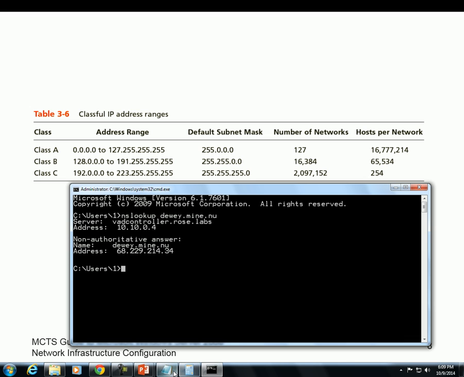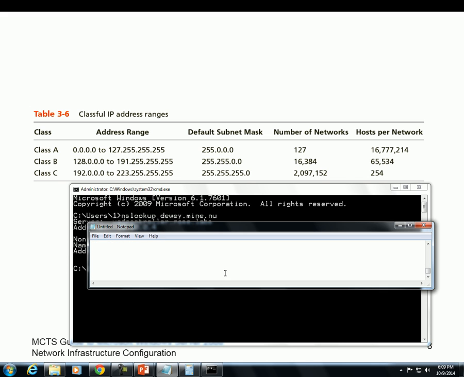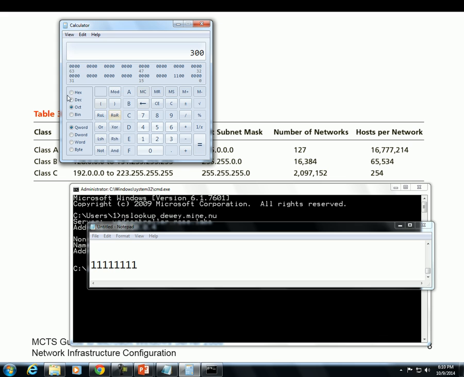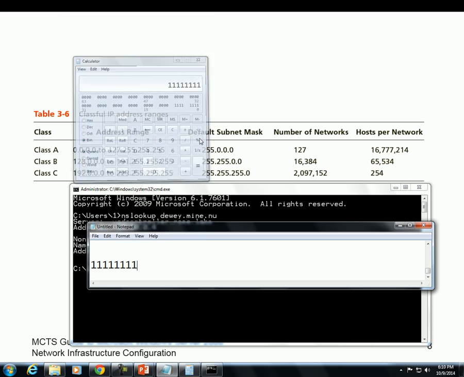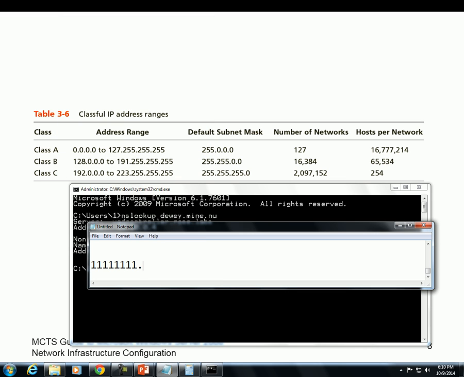If you convert 255 to binary, it's 1, 2, 3, 4, 5, 6, 7, 8 ones. That is 255 in binary. It just is. You can look at a calculator. Let's make sure, let's go back to decimal. 255 should be all ones. So, can anyone guess what 0 is in binary? How about the second 0? However many. So basically, the ones identify the network, and the zeros identify the host.